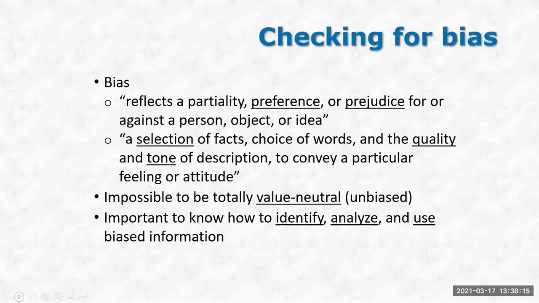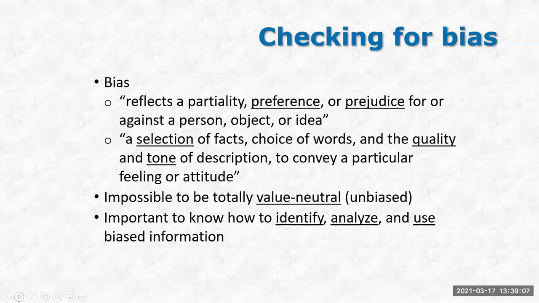Bias. I think this one's a difficult one because sometimes we just don't know when we're biased. Sometimes we're so used to our environments, our resources, our authors, our favorite channels, our news networks, for example, that we fail to see some of these biases. And the biases can be very subtle. So here's information to help you decipher more about biases. It reflects a partiality, a preference or a prejudice for or against a person, an object, or an idea. There's a selection of facts, choice of words, and the quality and tone of description to convey a particular feeling or attitude.